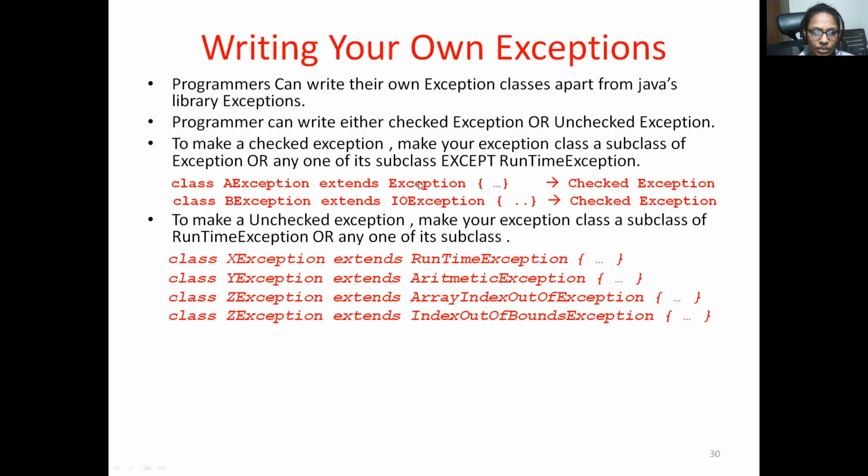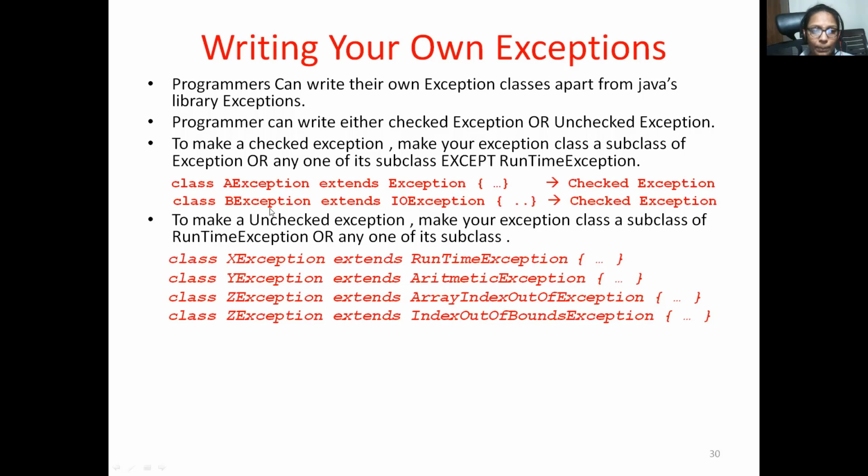So these are the different syntaxes to create our own exception. See, class A exception is our exception, which is extending the properties of Exception. So this A exception will be considered a checked exception. Why? Because Exception is the superclass here. Exception comes under checked exception, so A exception also comes under checked exception only.